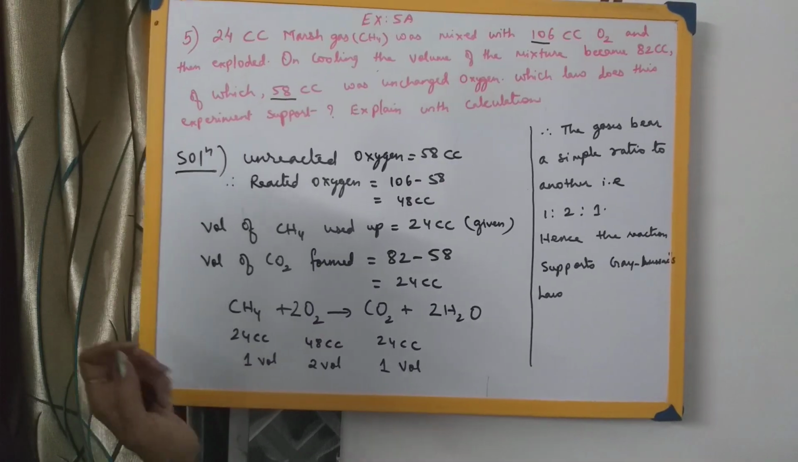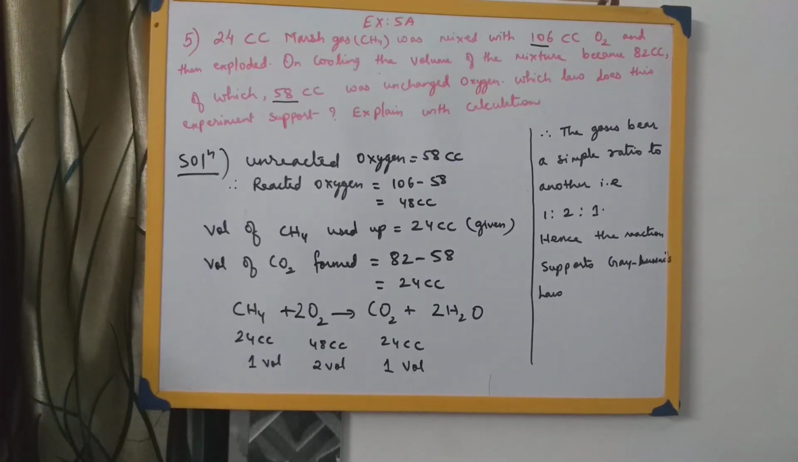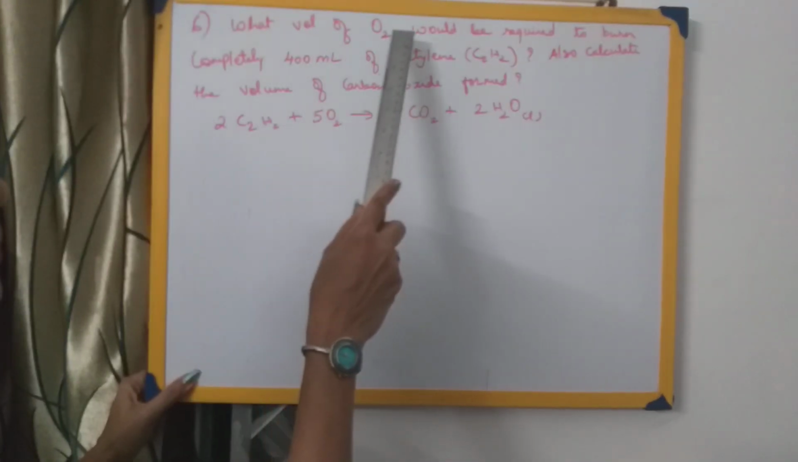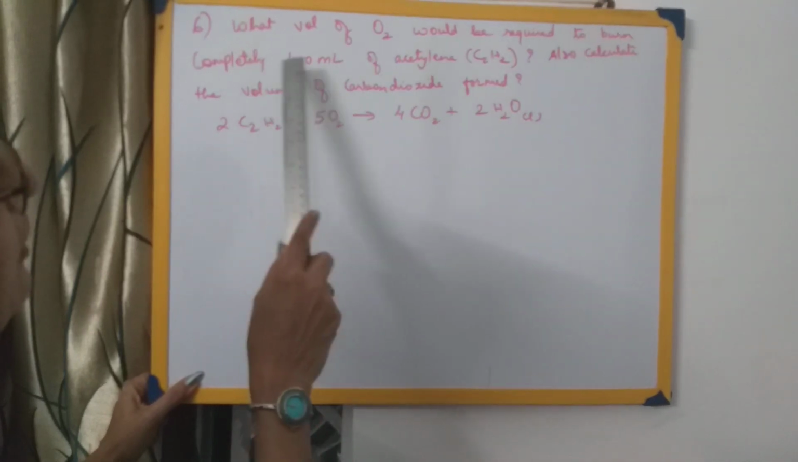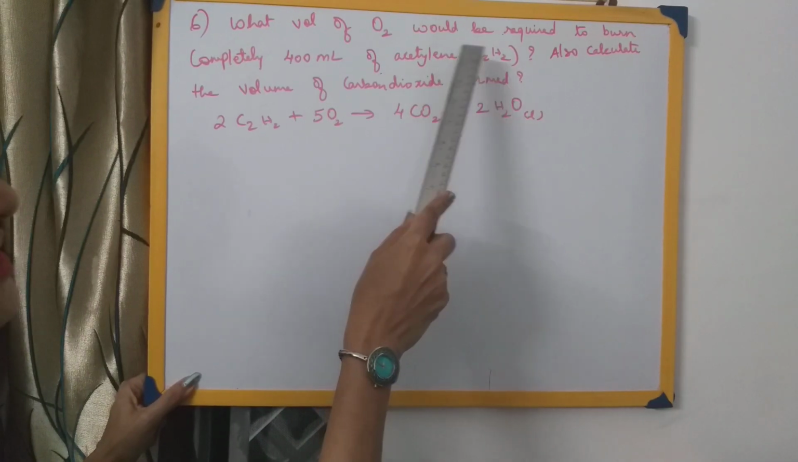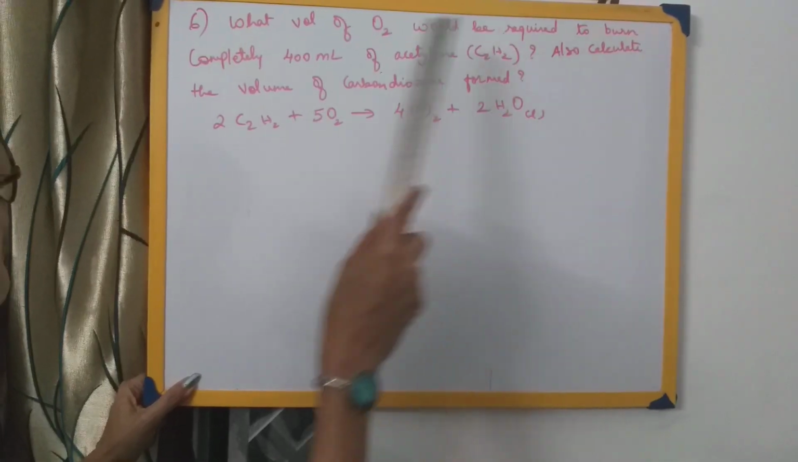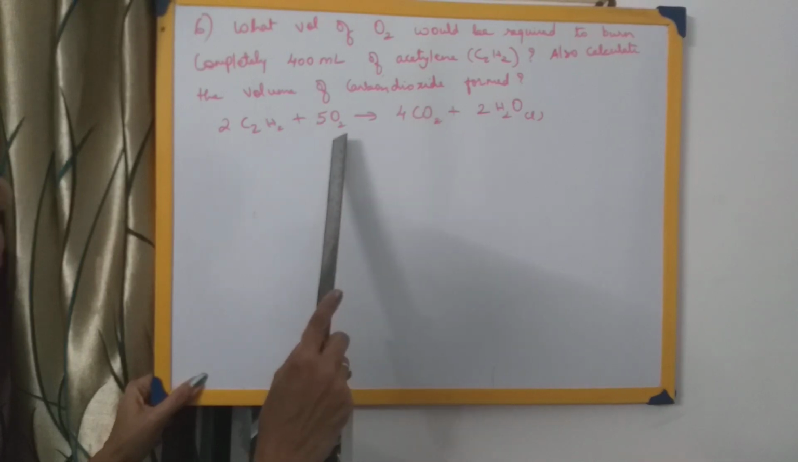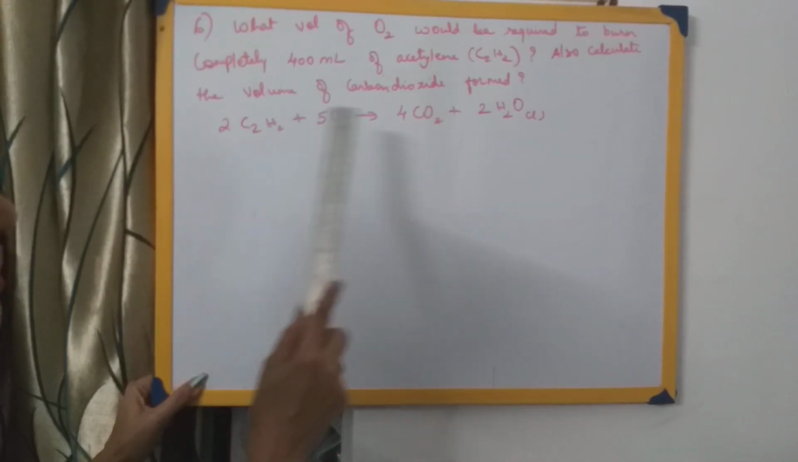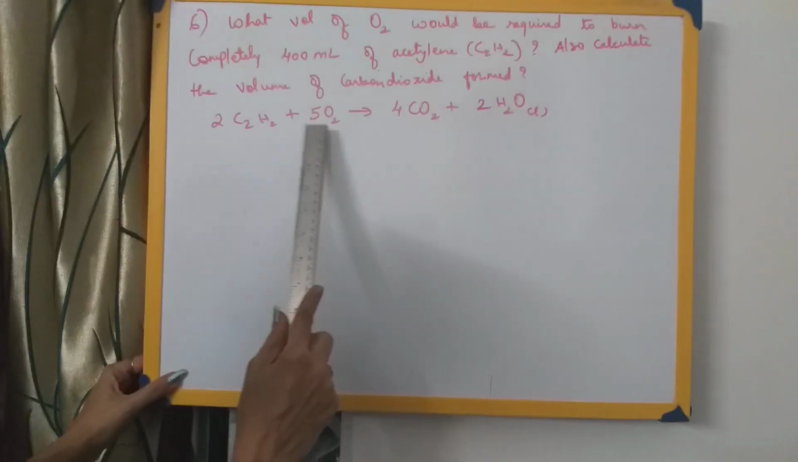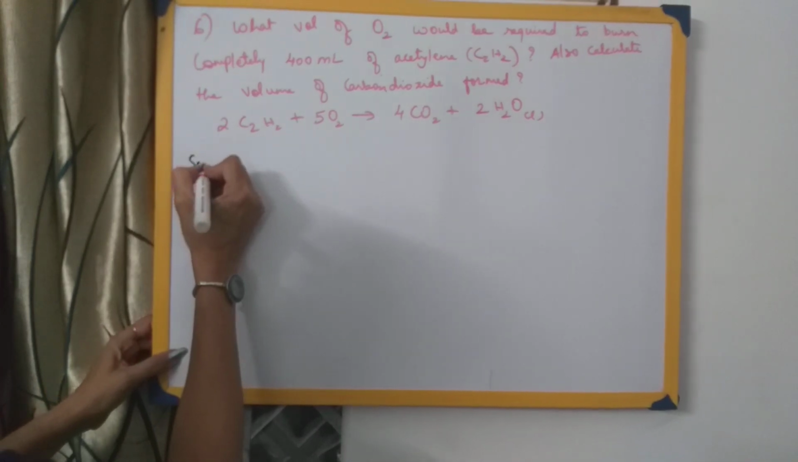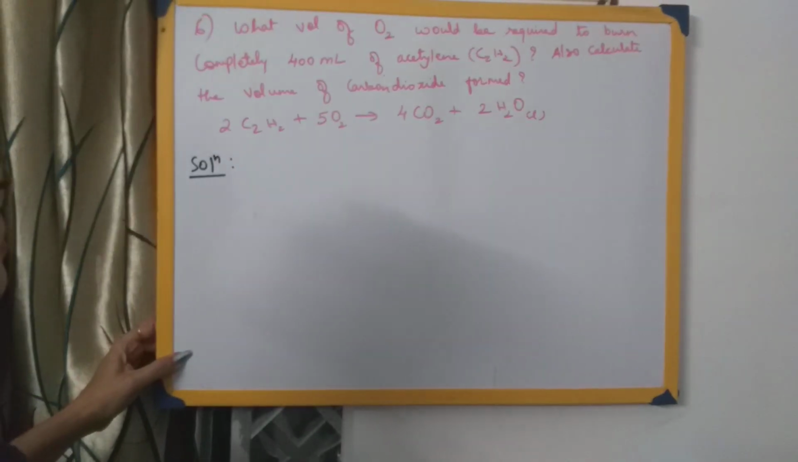Let us proceed further. So next question: what volume of oxygen would be required to burn completely 400 ml of acetylene? The formula for acetylene is C2H2. Also calculate the volume of carbon dioxide formed. So here we have to find out the oxygen required. We have been provided with acetylene. So let us proceed. We'll check that the equation has been balanced. Okay. So let us first copy down the equation.